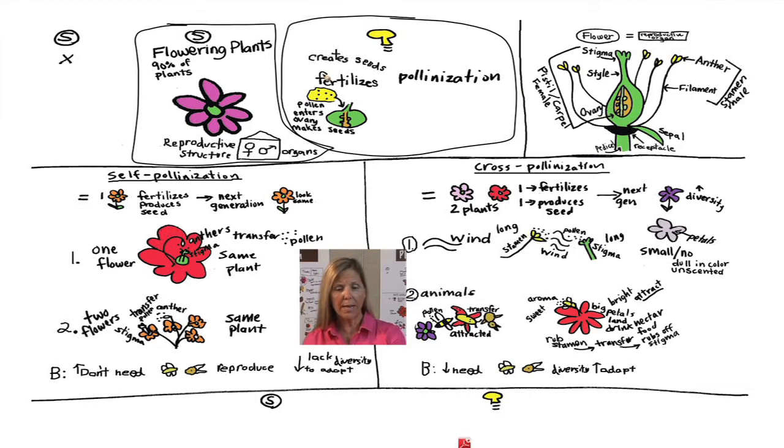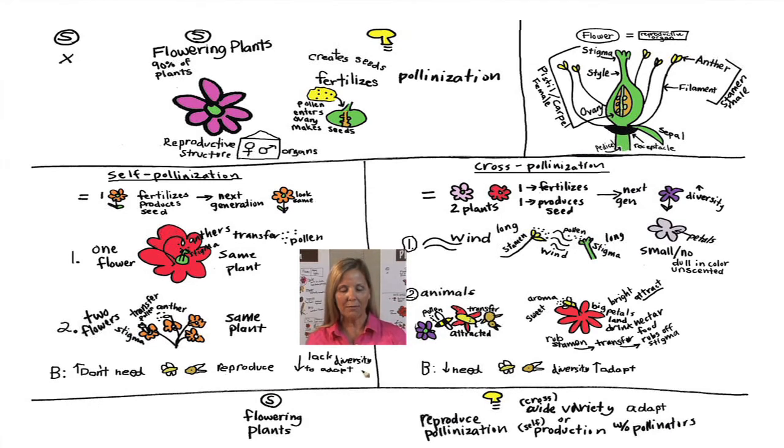So I go up and I see create seeds, fertilizes. So I look at that and I say, what's another way I could do that? Oh, maybe reproduces. And pollination. Maybe I could label out cross-pollination and self-pollination. So let's see what we did.